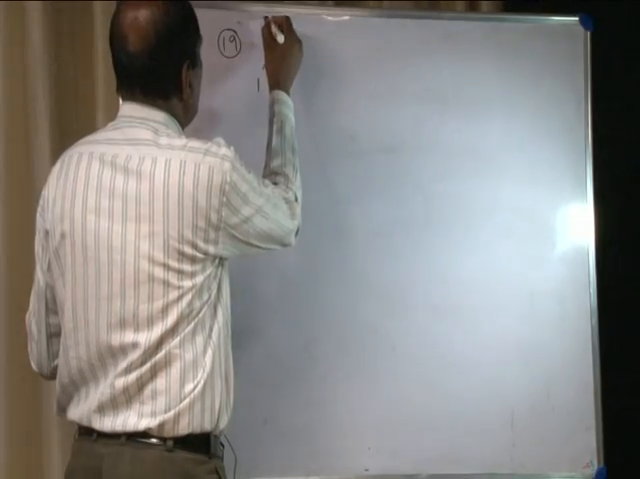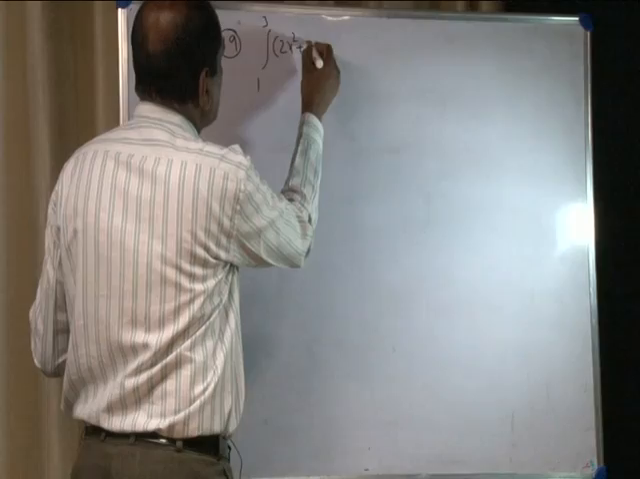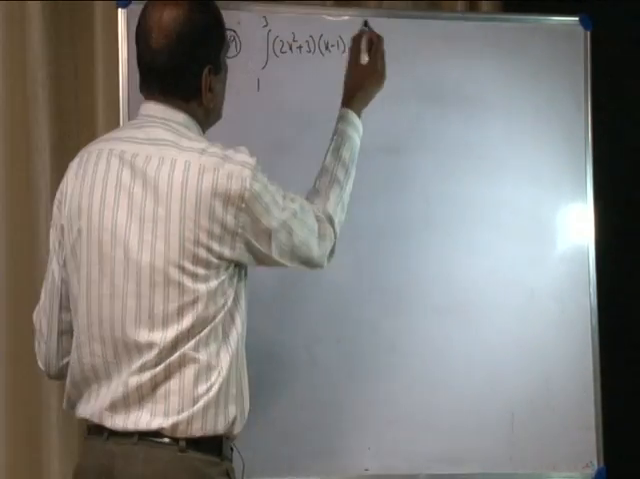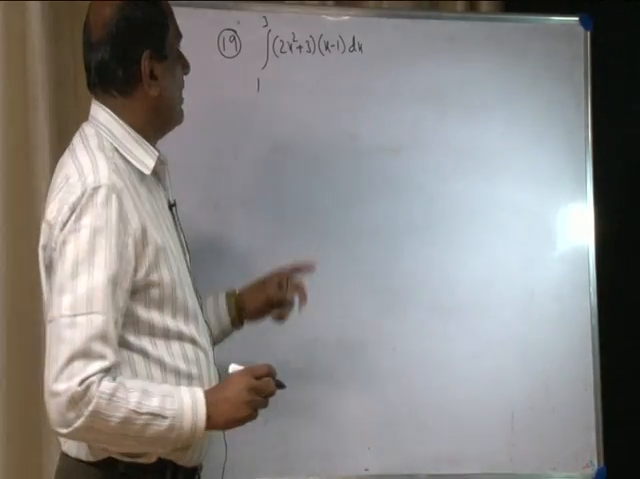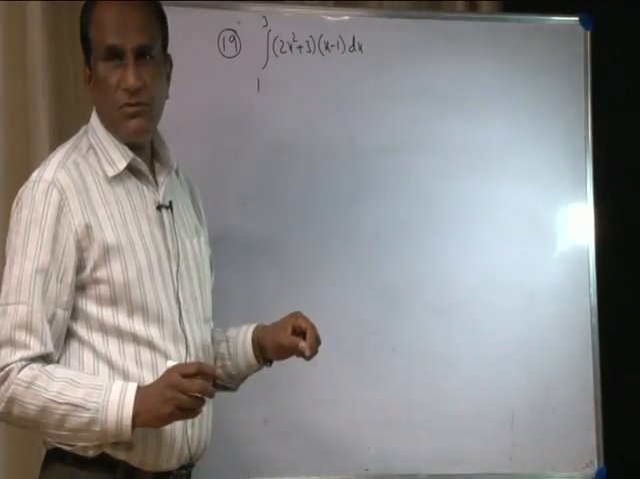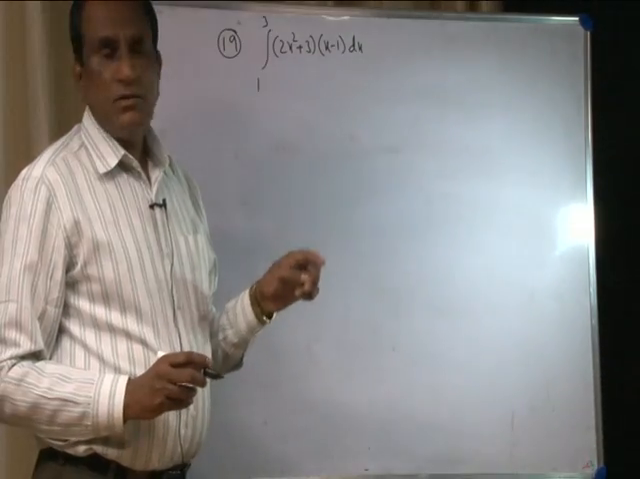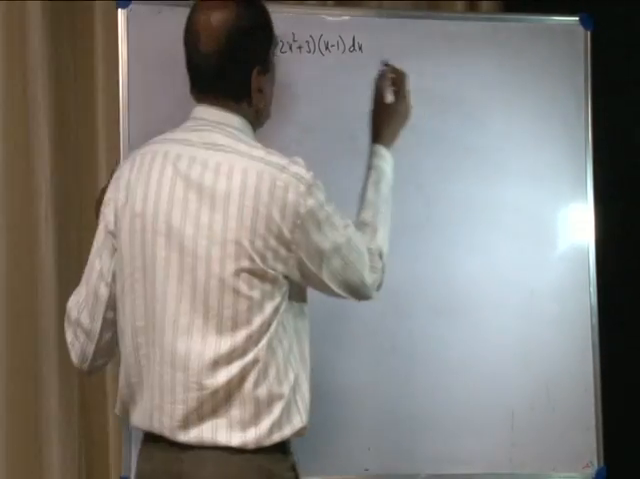Integral from 1 to 3 of (2x square plus 3) into (x minus 1) dx. The integrand is a product of two functions, two binomials. So simplify in the margin and find out the product. How to find out the product?